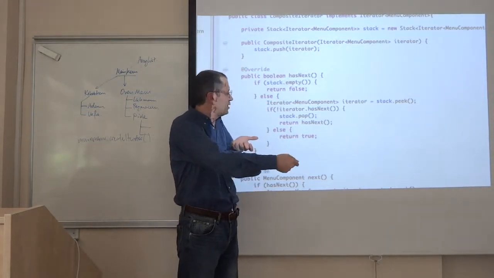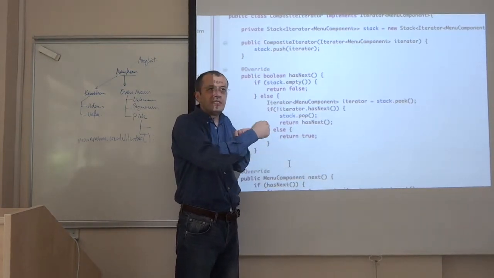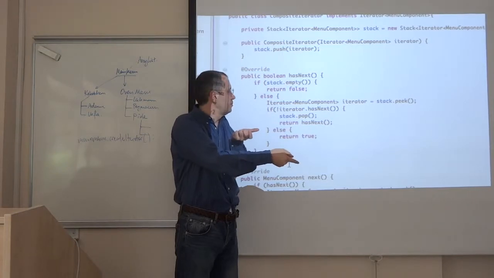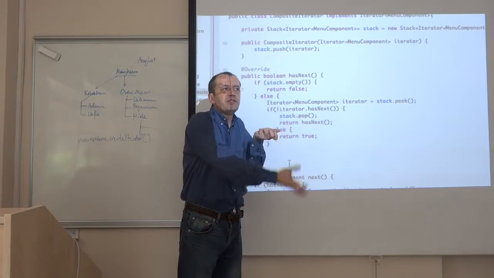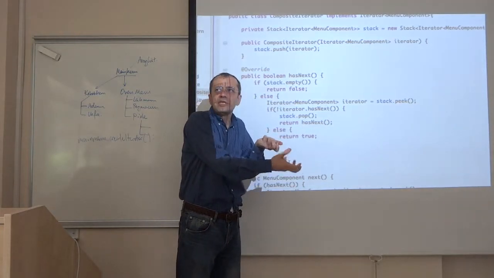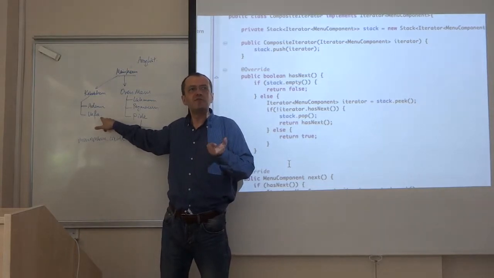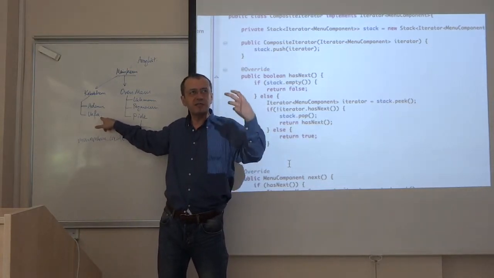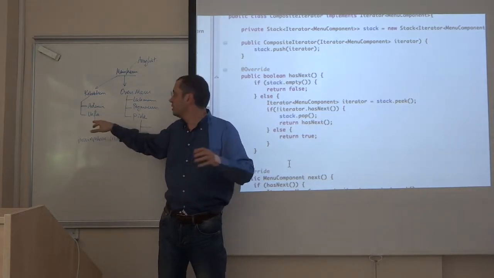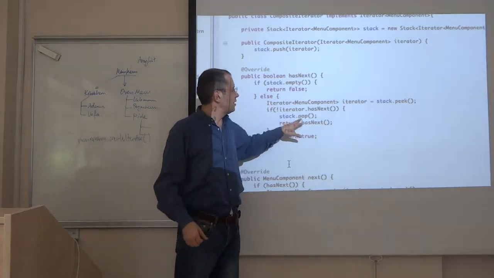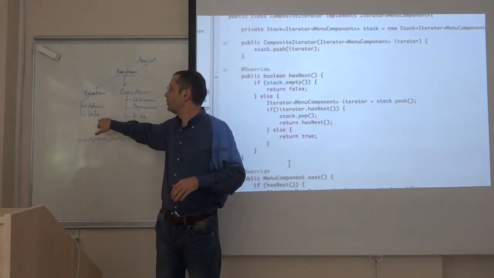If it does have a next item, I just say true, yes, there is. If it doesn't have a next item, then that iterator has been finished. I'm done with it. There is no next item in it. So that means that I've completed it, and now there is nothing here. So what I do is that I pop it out. I say finished. This one is gone.